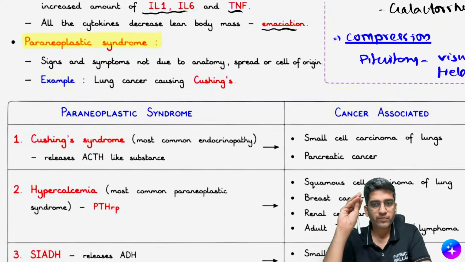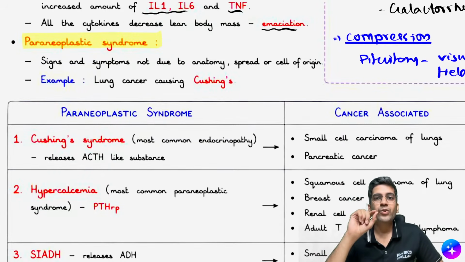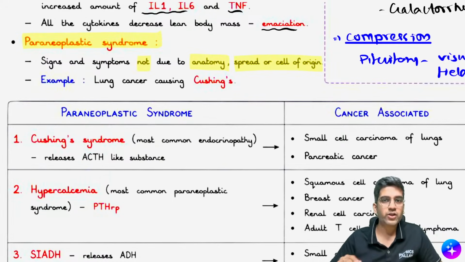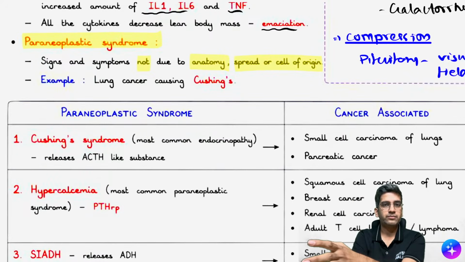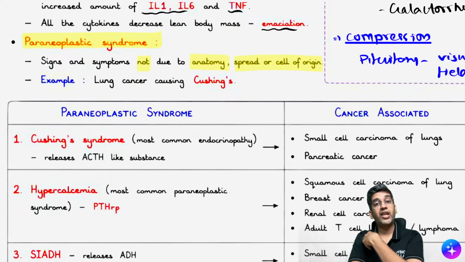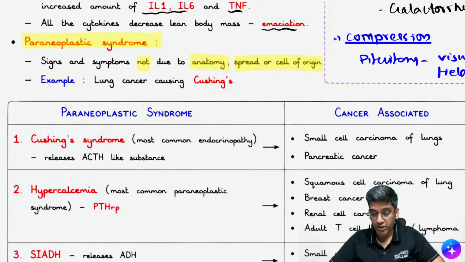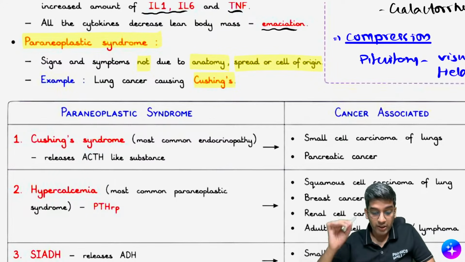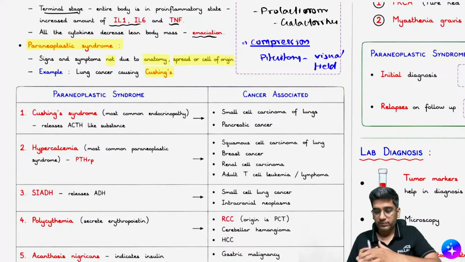It's very simple. These are signs and symptoms which cannot be explained by anatomy, or the spread, or the cell of origin. Prolactinoma is not paraneoplastic, it's a symptom. But if lung causes prolactinoma, it's paraneoplastic. Lung causing Cushing is paraneoplastic, because lung has nothing to do with ACTH or glucocorticoids. There are a good number of paraneoplastic syndromes. If you can remember everything, great. If you can remember few, also write few.